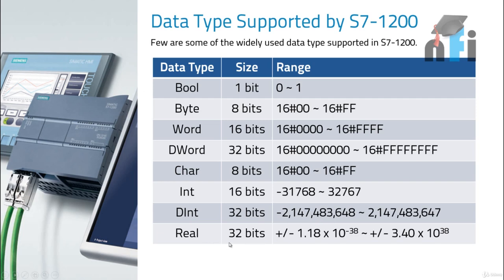Then you have real. Real means when you have something in a decimal value, you can use the real data type. So this defines the data. If your value is coming in integer, you can use integer. If it is in real, you have to use real. Otherwise, you will not get these fraction values. Okay.